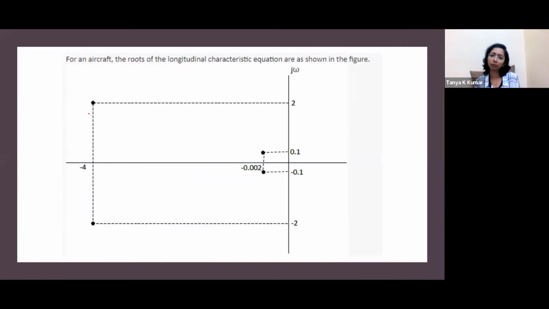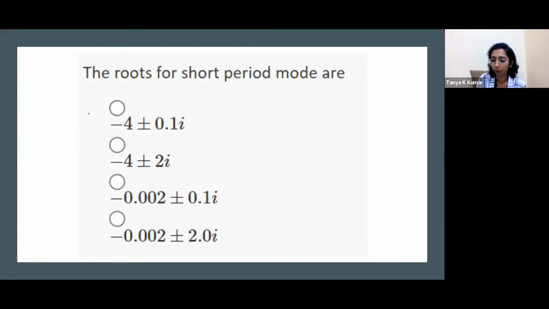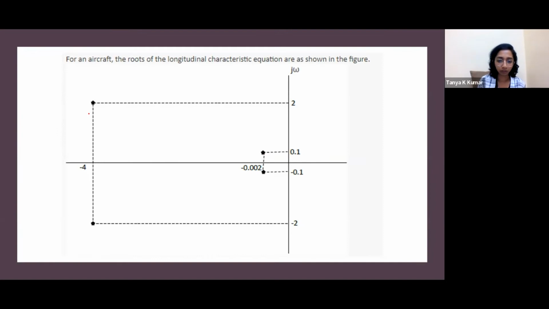Now, these were the questions of week 11. They had given the 4 roots of the characteristic equation. The first question was the roots for the short period mode. Short period mode has a larger negative real part. So the two sets of roots here are: one is -4 plus or minus 2i, or 2j. The other one is -0.002 plus or minus 0.1j.